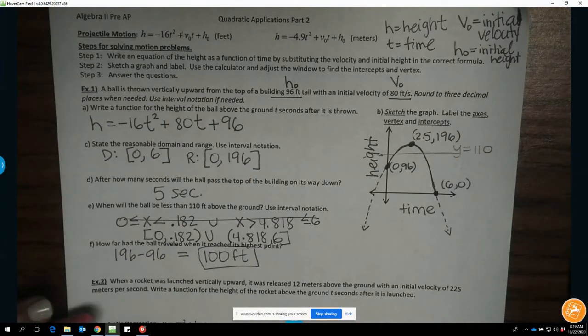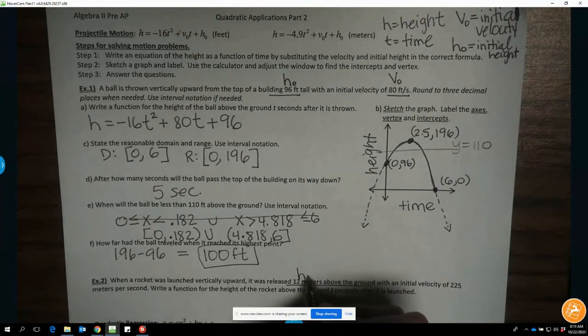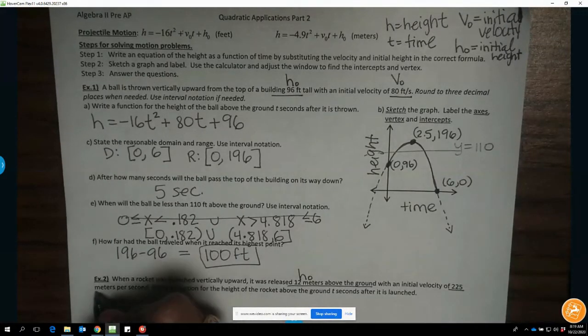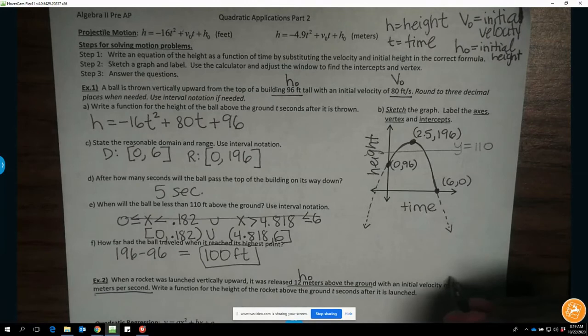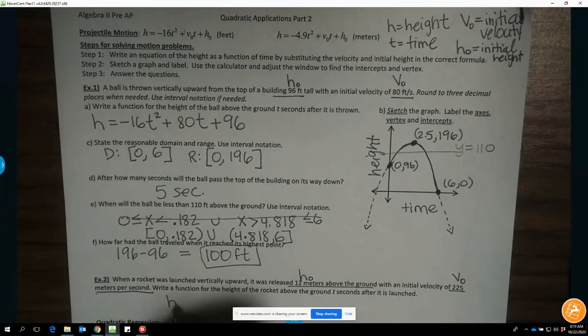Example 2, I'm not going to work it all the way out. I'm just going to set it up where it says, when a rocket was launched vertically upward, it was released 12 meters above the ground. That's going to be our initial height, with an initial velocity of 225 meters per second. So it's going to be our initial velocity. Write a function. Okay, so it's going to be h equals.